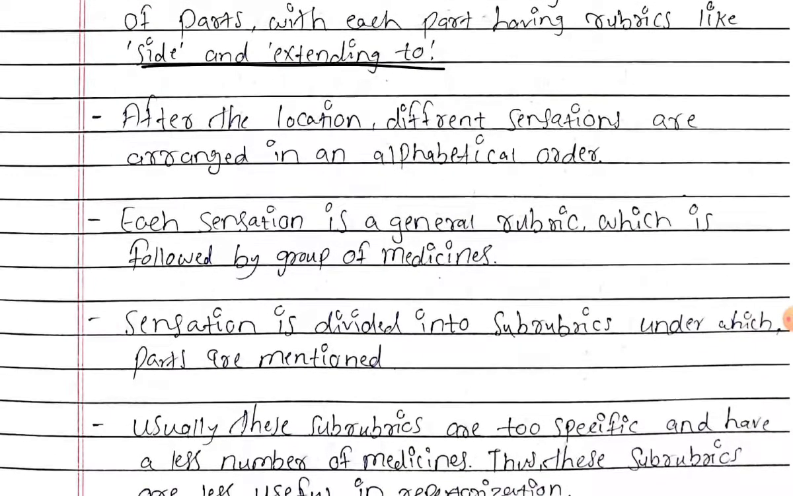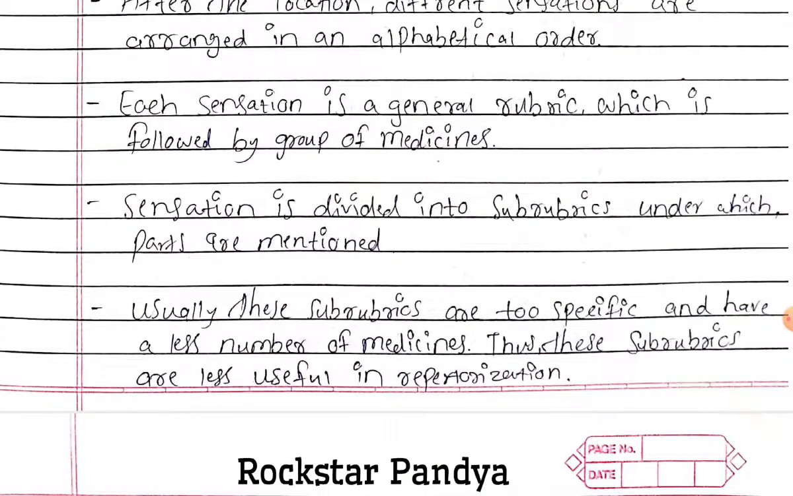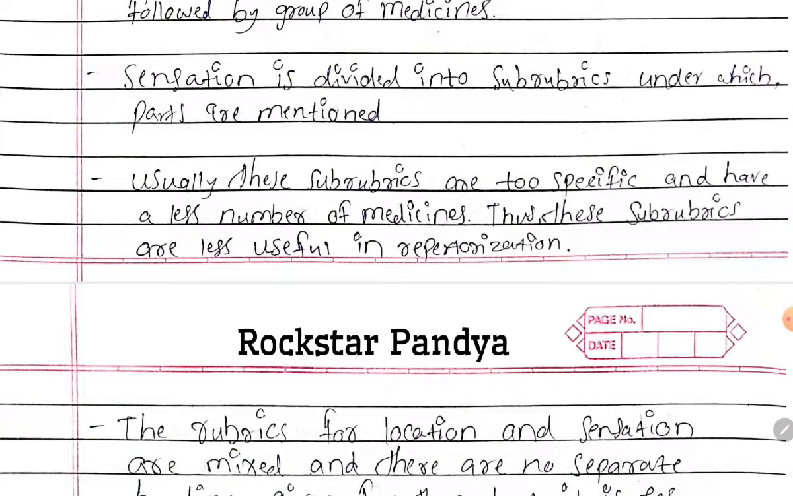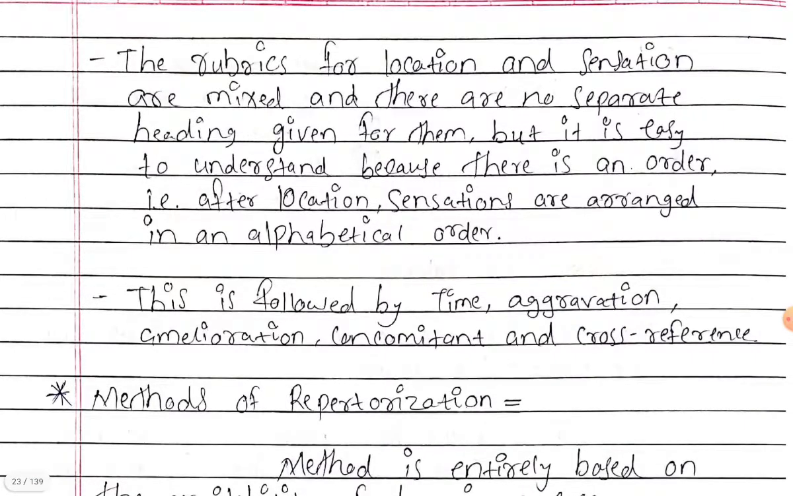Each sensation is a general rubric which is followed by group of medicines. Sensation is divided into sub-rubrics under which parts are mentioned. Usually, these sub-rubrics are too specific and have a less number of medicines. Thus, these sub-rubrics are less useful in repertorization. The rubrics for location and sensation are mixed and there are no separate heading given for them. But it is easy to understand because there is an order, that is, after location, sensations are arranged in an alphabetical order.